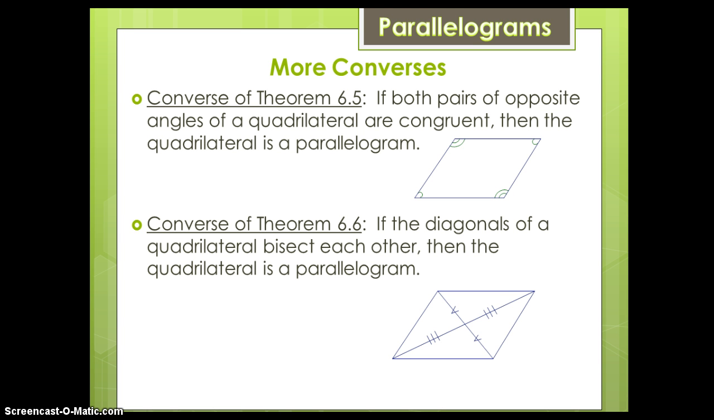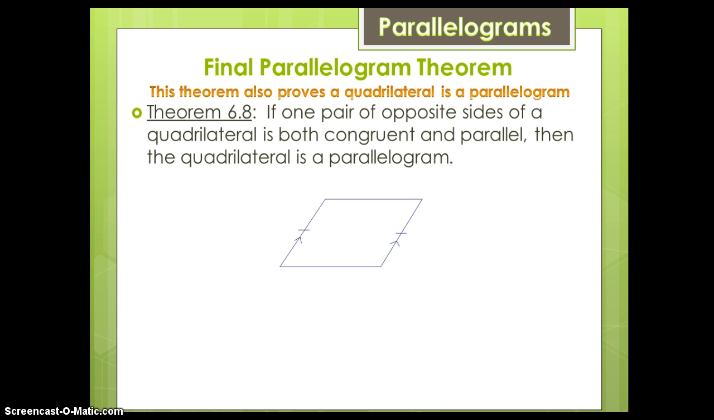And last but not least, if the diagonals of a quadrilateral bisect each other, then the quadrilateral is a parallelogram. So if the diagonals cut each other in half, we know we have a parallelogram. And then there's one final theorem. It says if one pair of opposite sides of a quadrilateral is both congruent and parallel, the quadrilateral is a parallelogram. So we know that if opposite sides are parallel, or if opposite sides are congruent, we have a parallelogram. Well, if one set is one of each, it's both congruent and parallel, we also know the shape is a parallelogram.